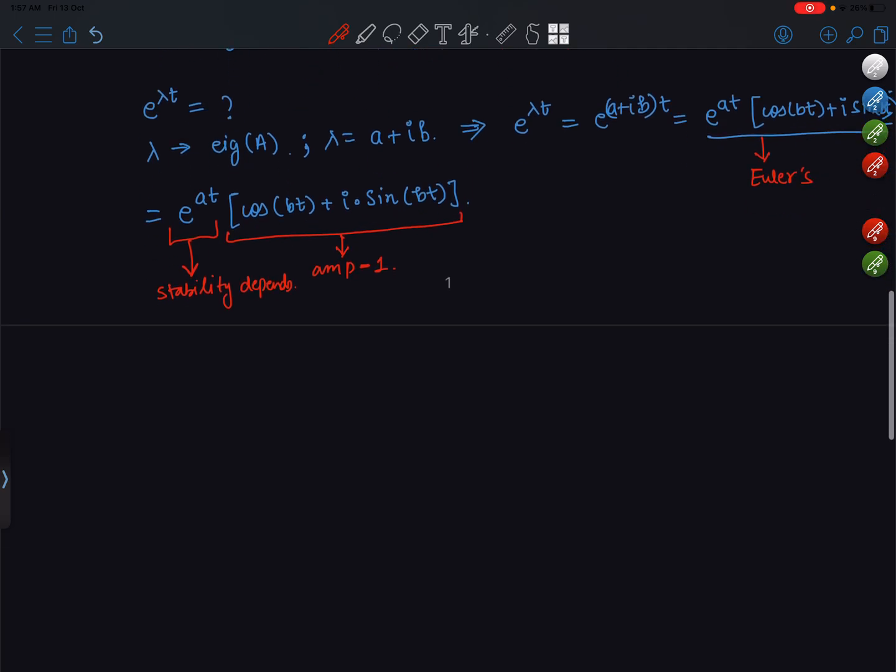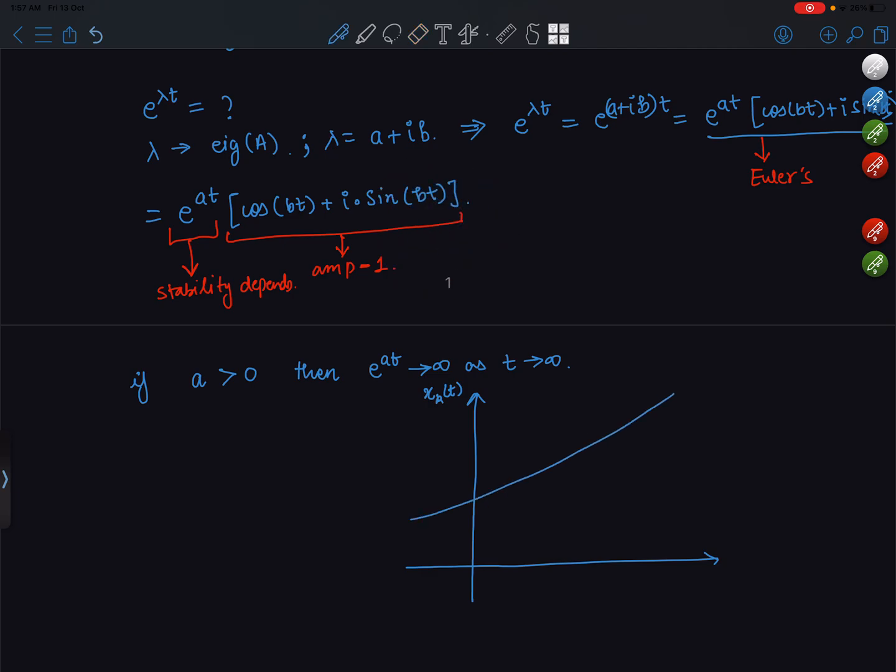Now, which means if a is greater than 0, then e to the power at tends to infinity as t tends to infinity. Correct? So if a is greater than 0, then that x(t) will grow unbounded. Okay, and hence the system will be unstable.